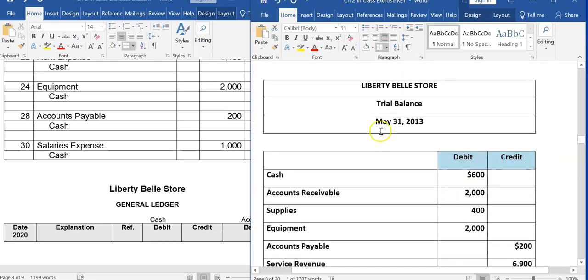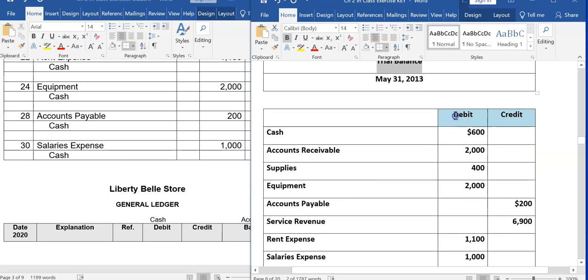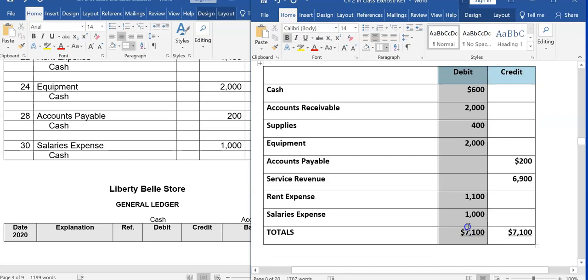When I place those balances into the trial balance, I will be listing all of the accounts with debit balances. Those balances are listed in the debit column. Any accounts with a credit balance get listed in the credit column. When I add the debit account balances, they should equal the credit account balances. If I have debit balances equal credit balances, it means that my accounting system is in balance.